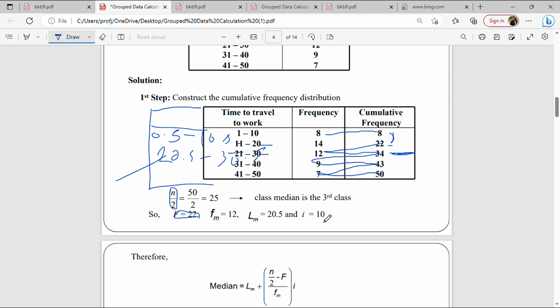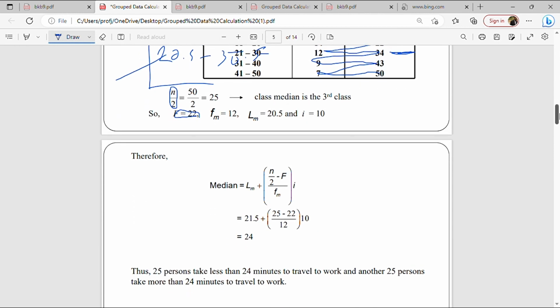Then the class width, that's 30.5 minus 20.5. Not 10 minus 1, no, not 20 minus 11, no. It's called the class width of the class boundary. That's the ones you reduce 0.5 to 10.5, then 10.5 to 20.5, 20.5 to 30.5. The width there is 10. That is 30.5 minus 20.5. That gives you 10. Then all you need to do from here is start inserting the values. You already know that the lower class boundary of the median class is 20.5.